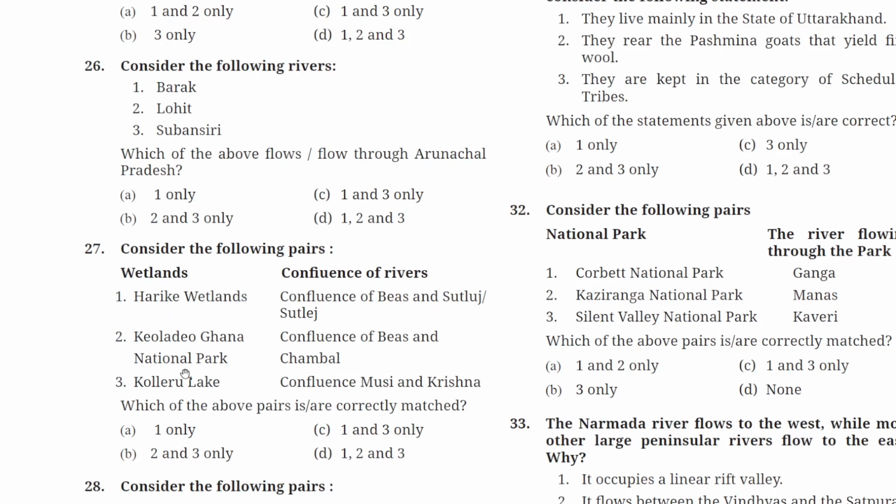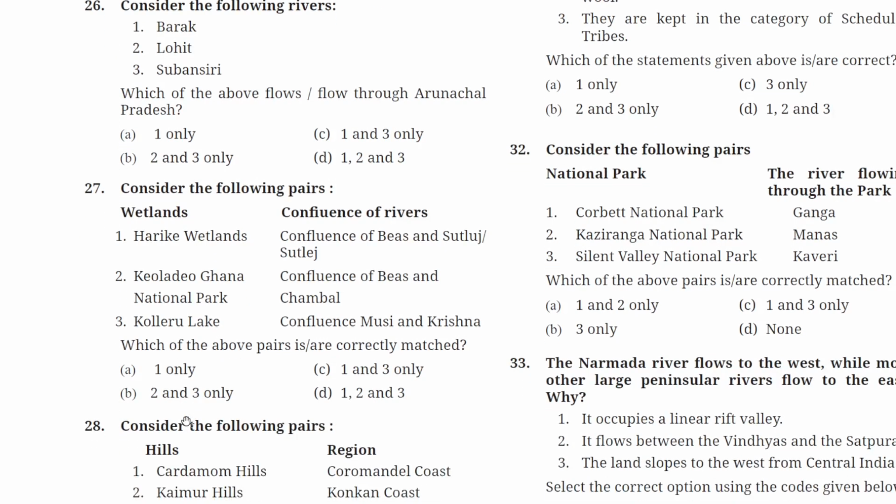Keoladeo, it is man-made and one of the national parks of India. The bund was created at the confluence of two rivers, that is Gambhir and Banganga, not the BSN. So the answer is wrong. Kolleru Lake is at the confluence of Krishna and Godavari, not the Musi and Krishna. So only one is true, that is A, 27A.